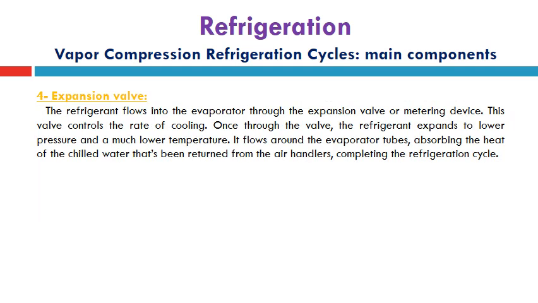4. Expansion valve. The refrigerant flows into the evaporator through the expansion valve or metering device, such as a capillary tube. This valve controls the rate of cooling. Once through the valve, the refrigerant expands to lower pressure and a much lower temperature to enter the evaporator. It flows around the evaporator tubes, absorbing the heat of chilled water that's been returned from the air handlers, completing the refrigeration cycle.